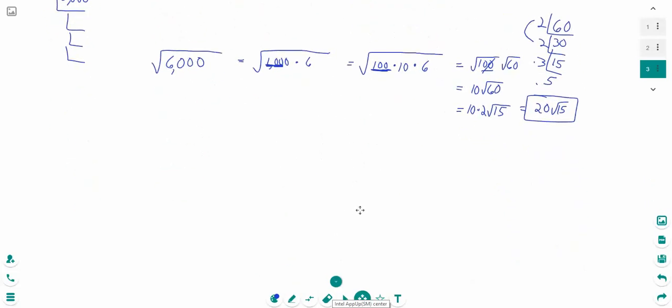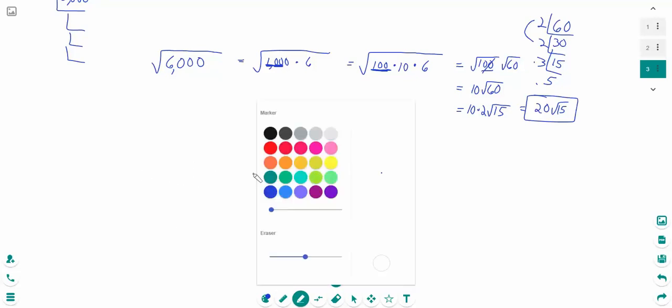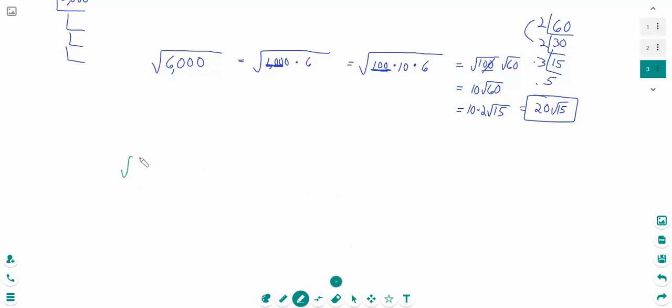Let's try another one here on your own and see how you do. Remember, the key is you're trying to get even numbers of zeros. That's the key. Even numbers of zeros. So let's try this one. Let's do the square root of 500,000. So why don't you pause the video, give this one a whirl, and see how you do.